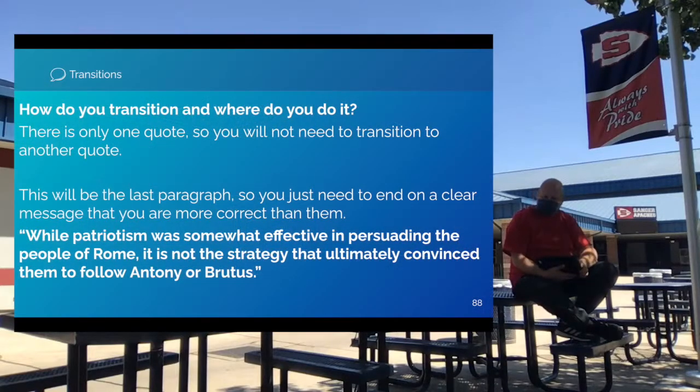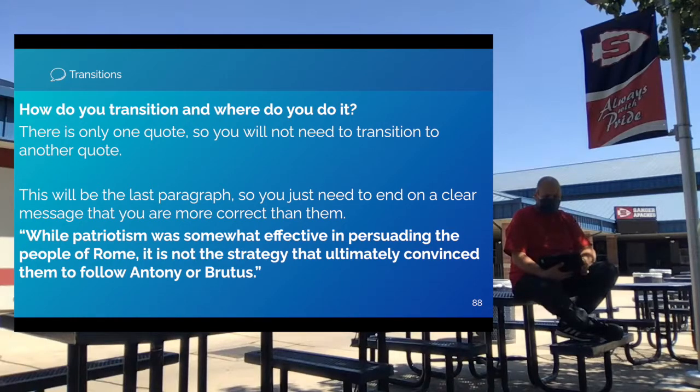Okay, for transitions, this paragraph is going to be shorter than your body paragraphs. How many quotes did you guys need for each of your body paragraphs? 2. Right. So you needed 2 quotes per body paragraph. The counter argument, you only need 1, because you don't want to prove that they're right. So you don't want to give a lot of examples proving that they're right. You only want to give 1 and point to why yours is better.